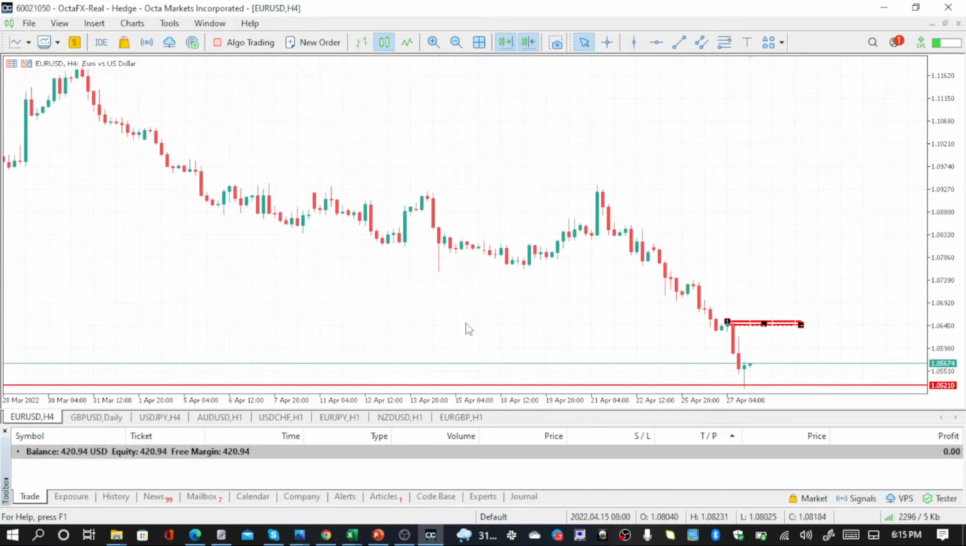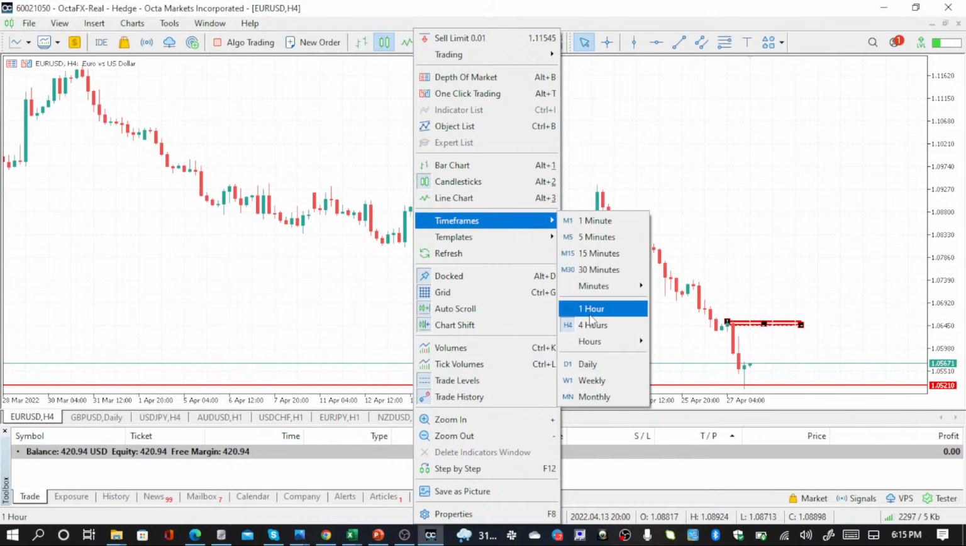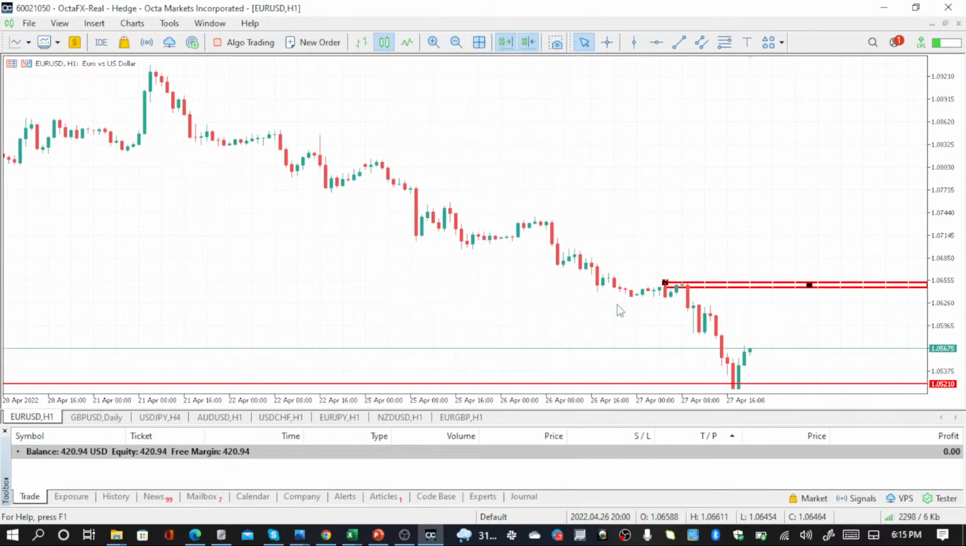Now let's look at the 1 hour time frame. Looking at the 1 hour time frame, we can see some bullish momentum coming in, but it is not enough to convince us that this is actually a buy position. We need it to break out of this range for us to take a bullish position. All right, yeah, so that's it.